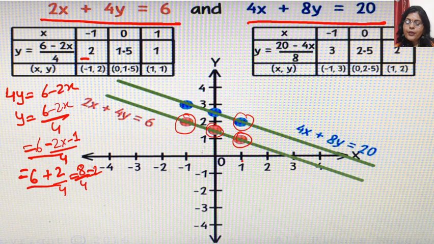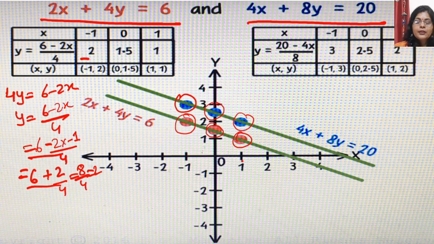0 and 2.5. 1 and 2. And what are these two lines? These two lines have become parallel. These are the solutions of two lines, and these two lines have become parallel. Now let us see the condition involved in this.